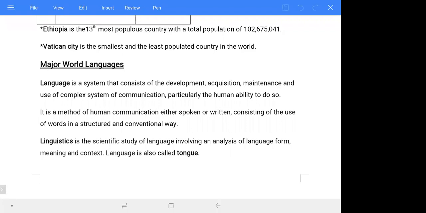Language. Language is spoken or written. It is a human speech, either spoken or written. Okay.